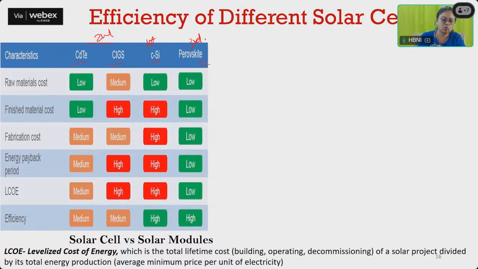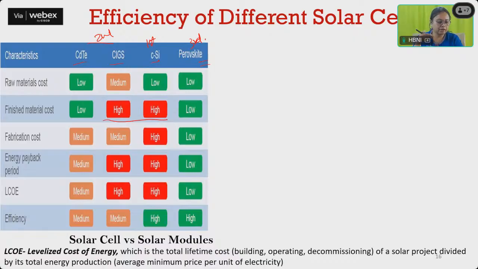Then finished material cost, when we come now after making the photovoltaic cell. For the finished material cost, we know that making a single crystal silicon is a very costly affair. So it is very high, and similarly for CIGS. And fabrication cost also for single crystal silicon is high.